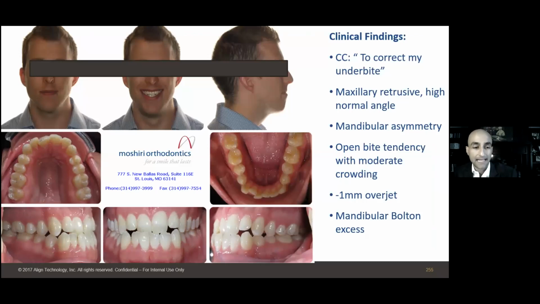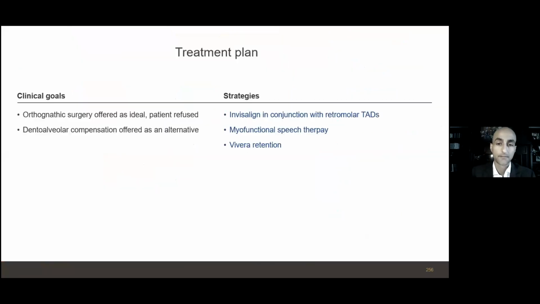Again, same mechanics, high angle class 3 case. Again, a gentleman that I'm telling, sir, you need jaw surgery for an ideal result. I think obviously versus the previous guy, this guy could really benefit from it aesthetically, but he was not interested in that. So we're going to do our best with the mechanics I just showed you, which are Invisalign, retromolar TADs, and en masse distalization of the mandibular dentition.